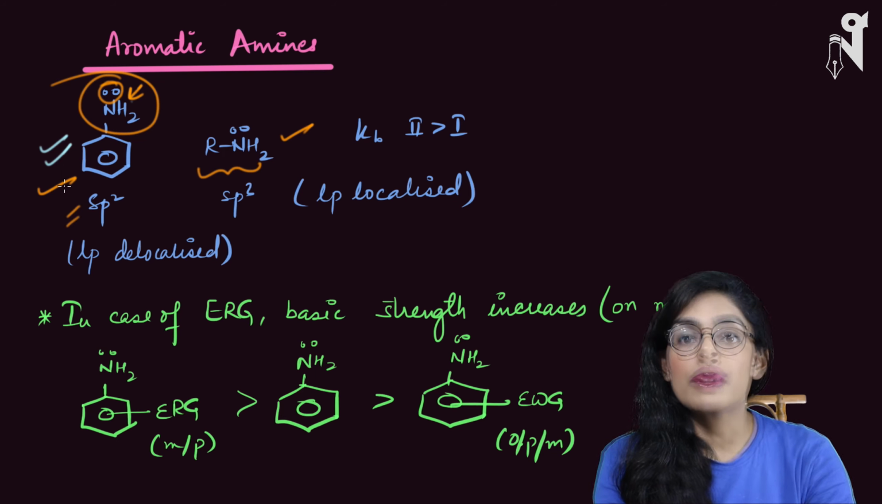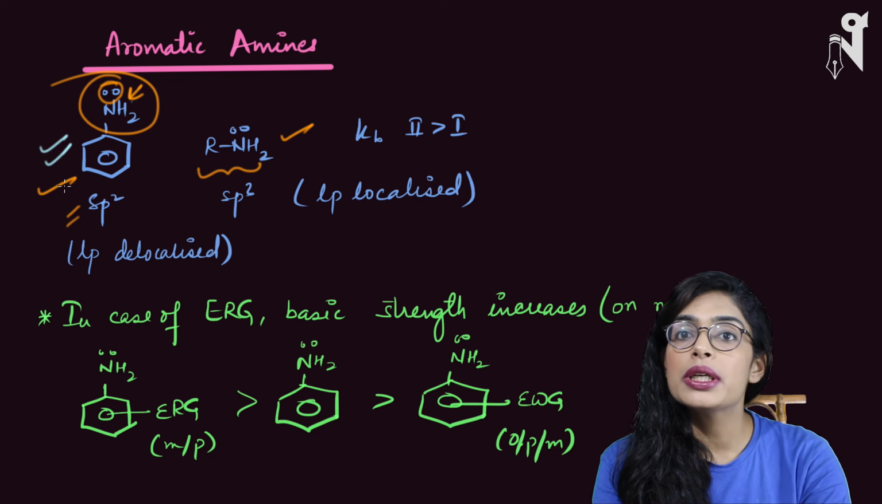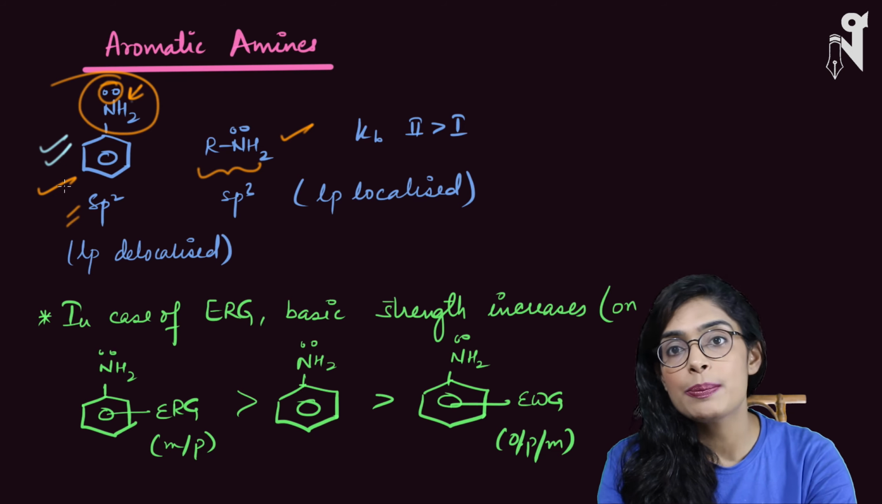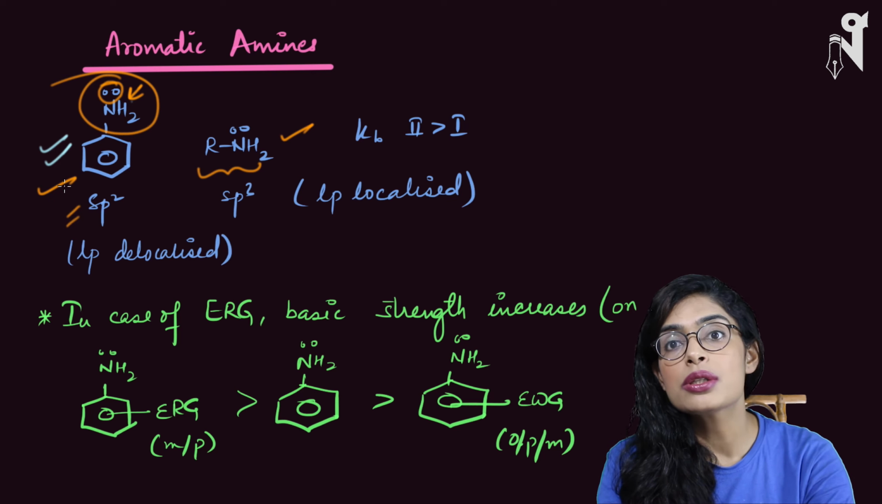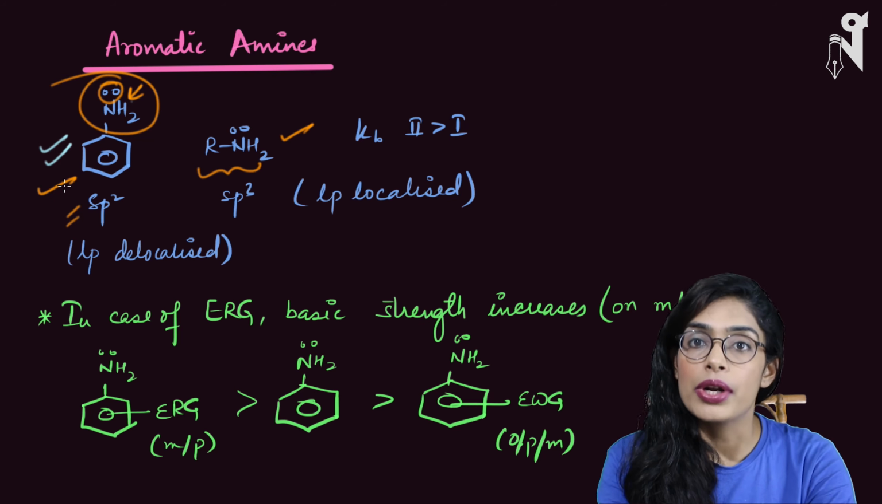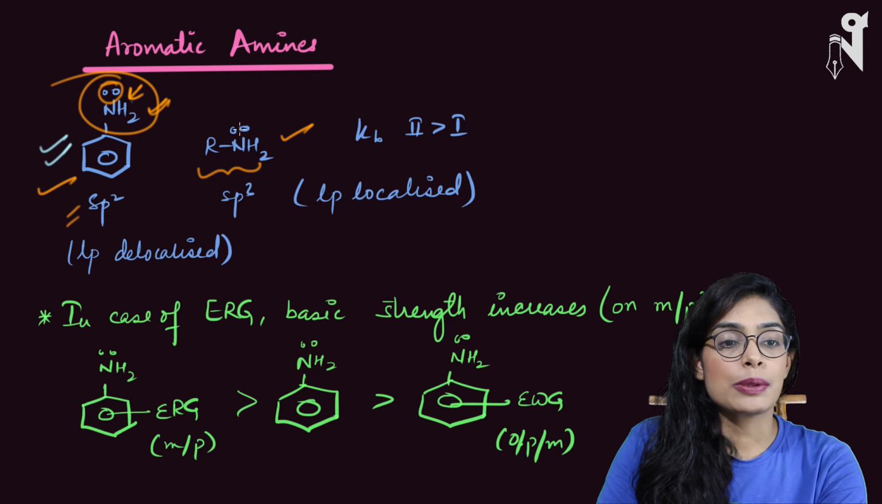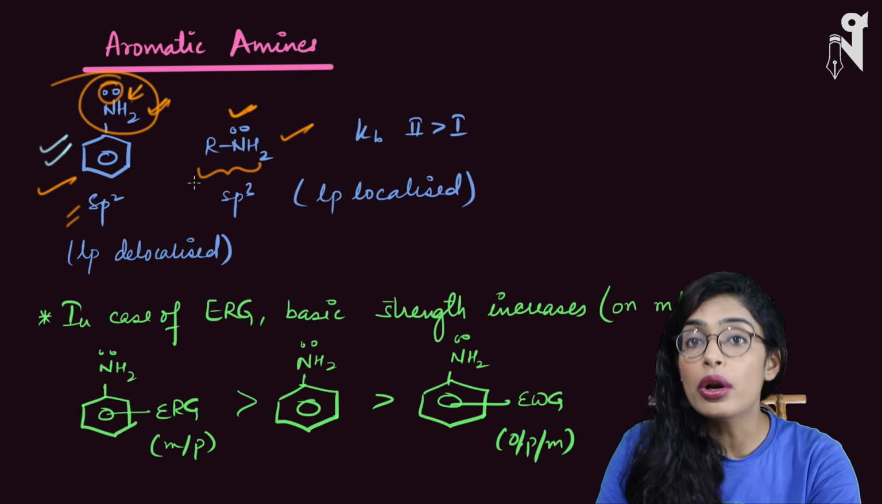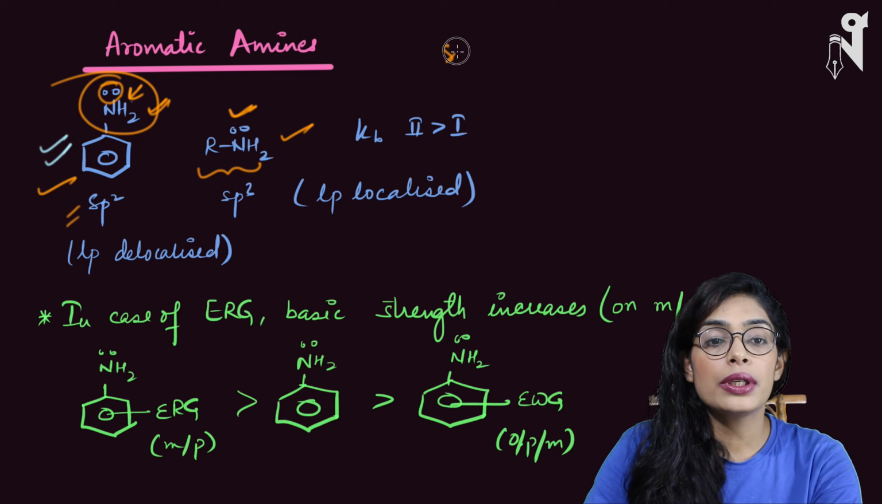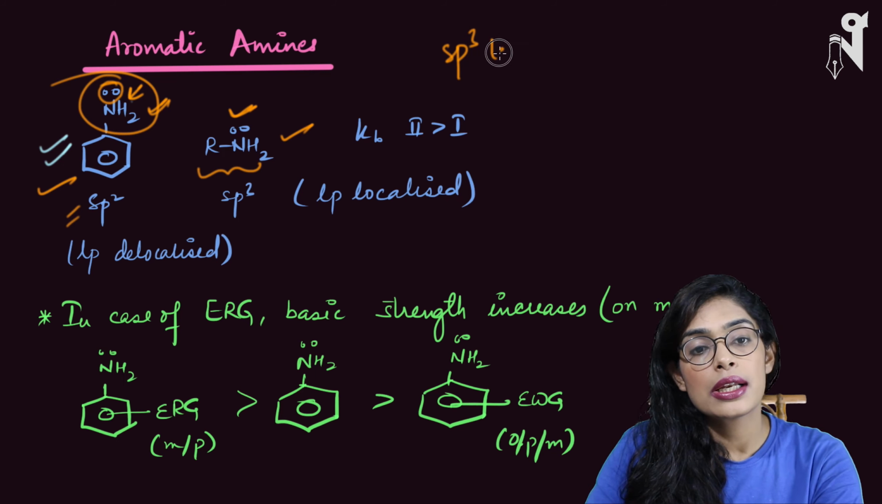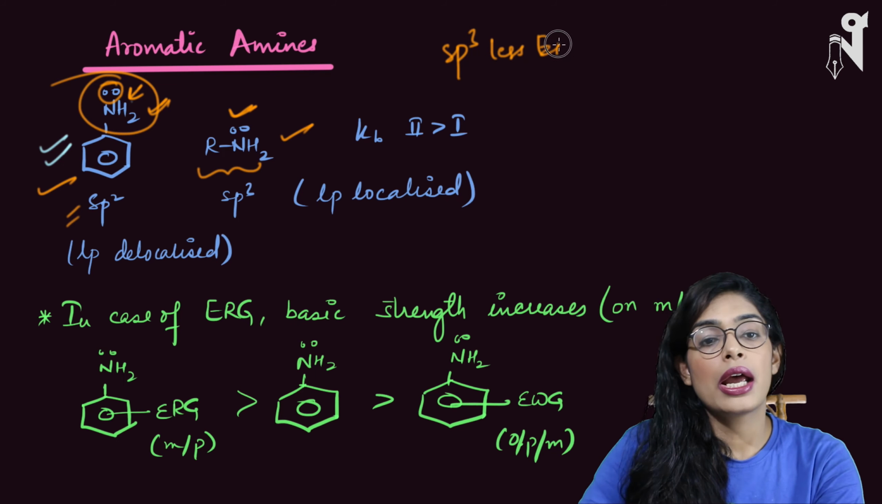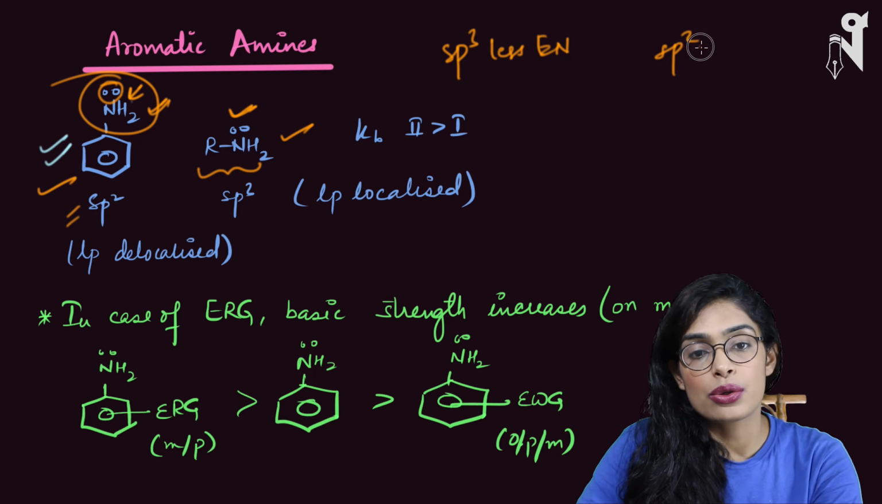So the pair of electrons, which looks like it should be in the hybridized orbital, is actually present in the unhybridized orbital, so that it can participate in the resonance. So this is your sp2 hybridized nitrogen, this is your sp3 hybridized nitrogen. We already know that sp3 hybridized nitrogen is less electronegative and sp2 is more electronegative.